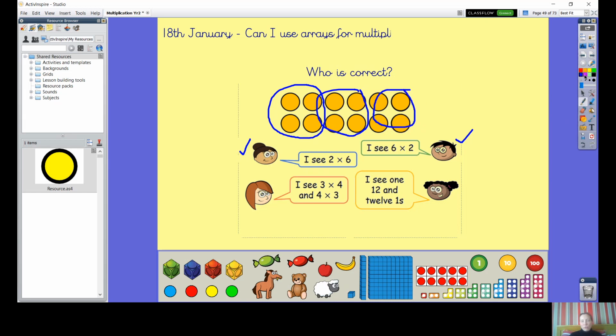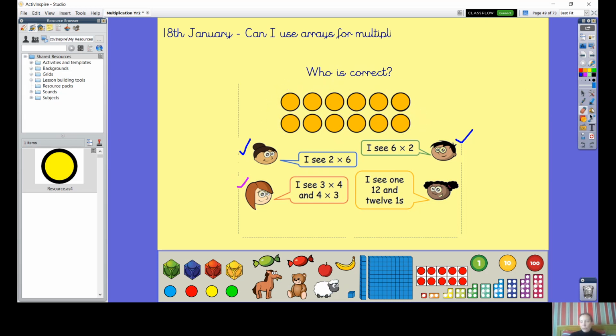But then they've also said they can see groups of 3. So I've got 1 group of 3, 2 groups of 3, 3 groups of 3, and 4 groups of 3. So yeah, look, that person is correct too. And that's a little bit tricky to understand, so let's rub out those pictures again.